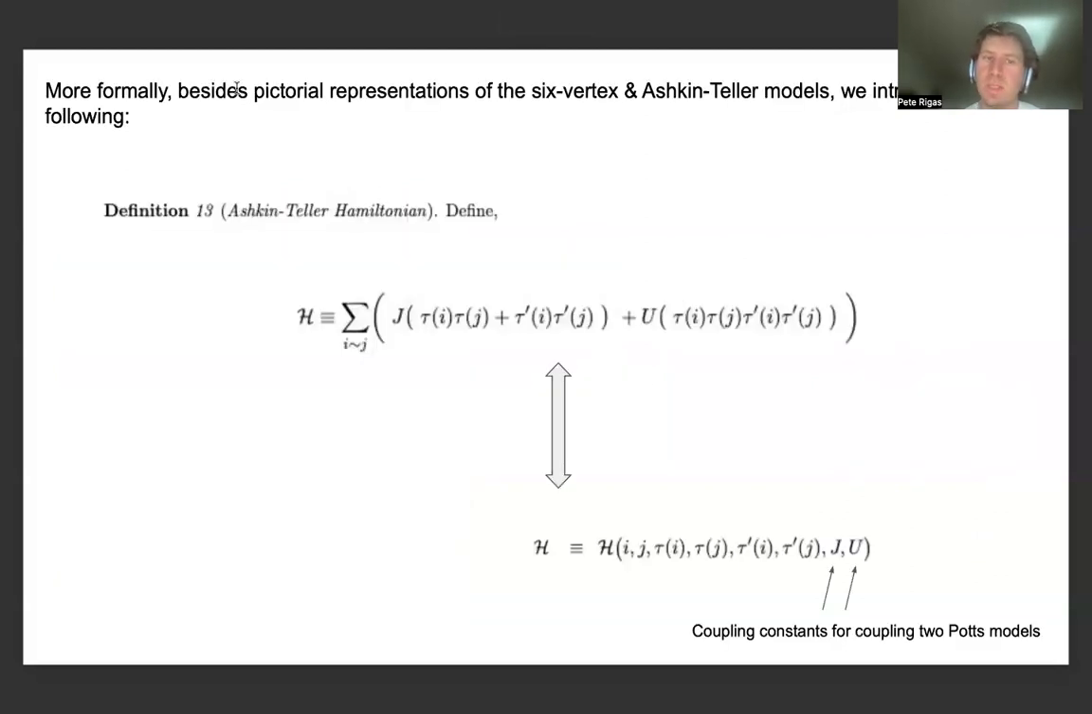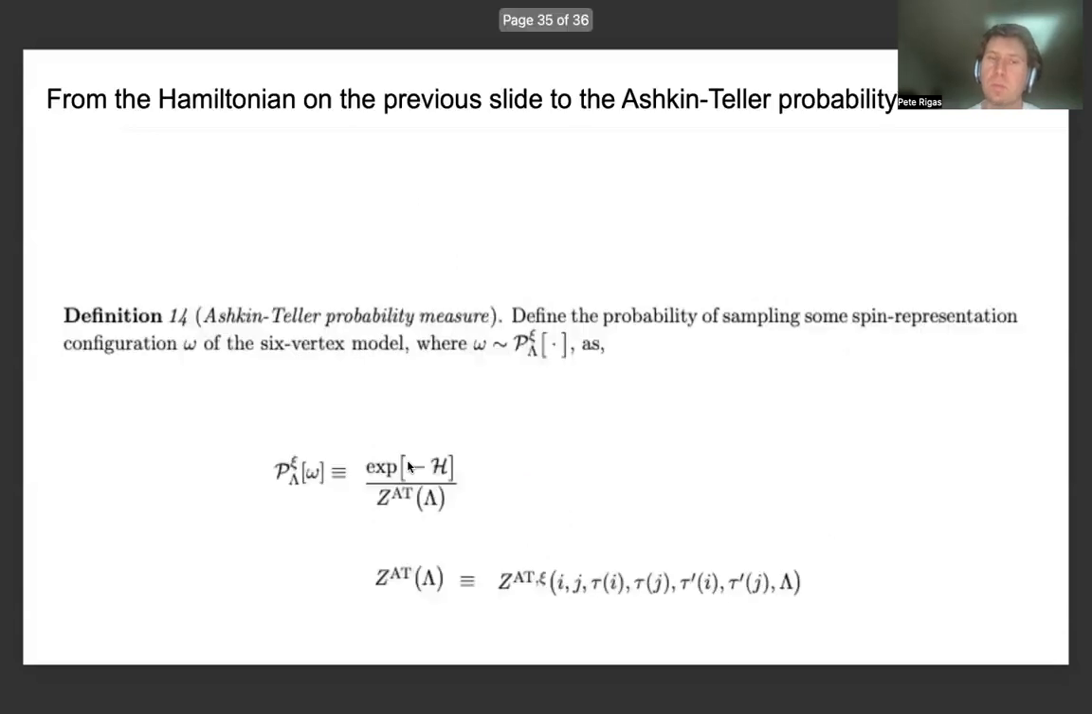And more formally, besides the pictorial definitions of the six-vertex and Ashkin-Teller models, it's just to say that even the two-dimensional Ashkin-Teller model, much like the Ashkin-Teller model defined from the reference that I provided for the viewers, is still very much dependent upon the coupling constants for coupling two Potts models together and defining these interactions through two two-point interactions and one four-point interaction, which are mediated by the respective coupling constants J, U, and J of the two Potts models.